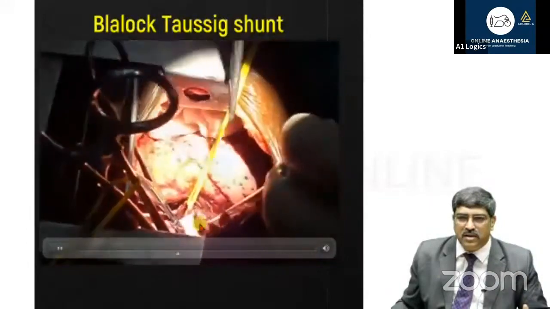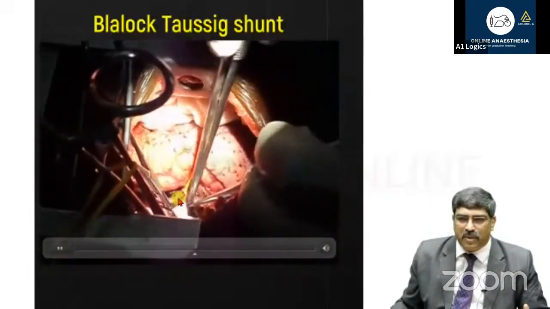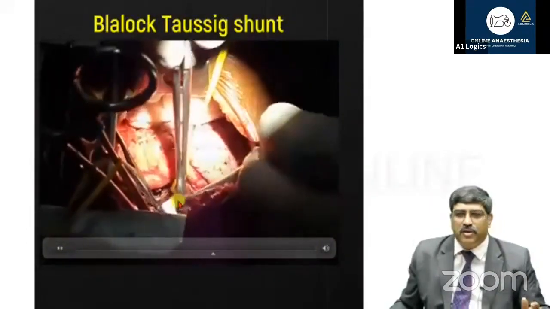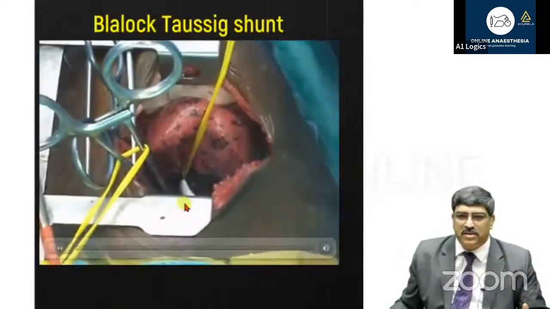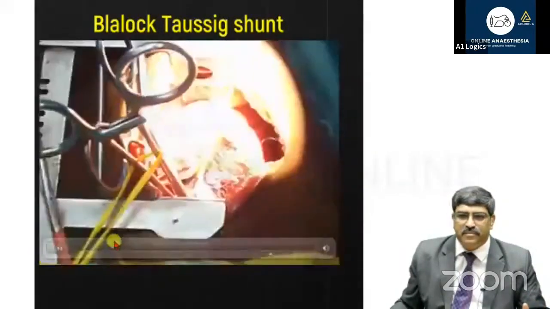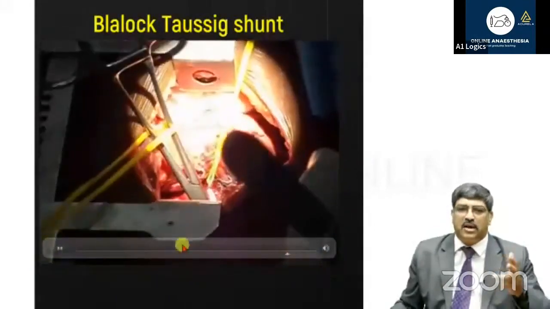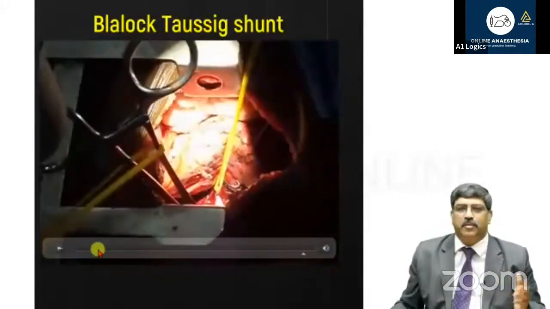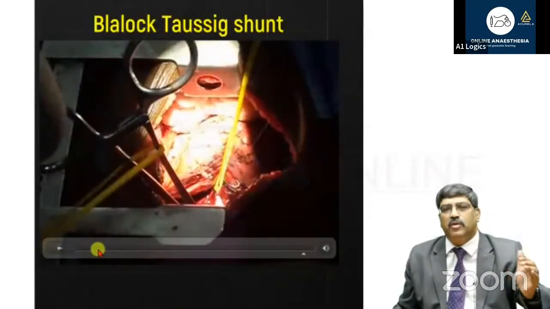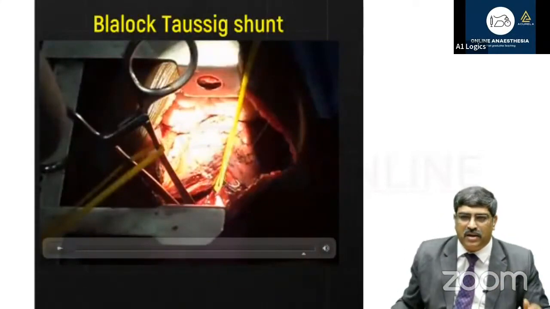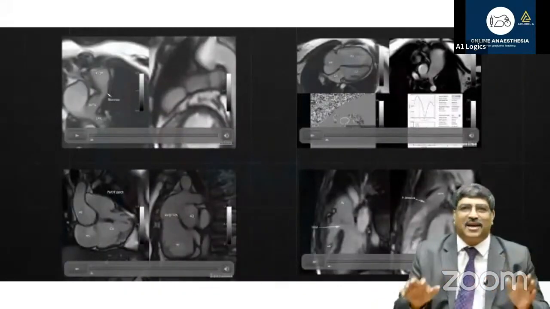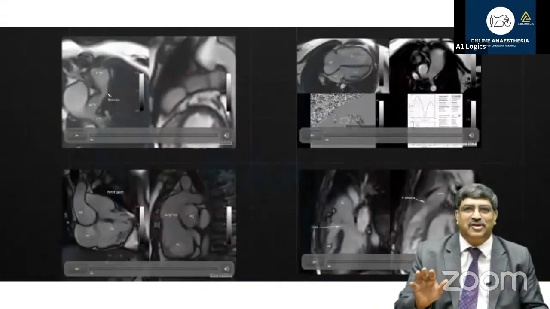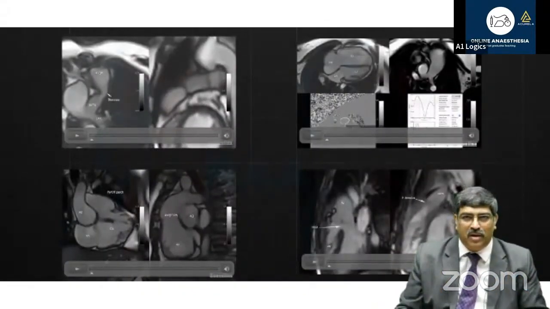Here you can see the shunt is being anastomosed to the pulmonary artery side. The shunt is being placed here, and once the anastomosis is done on both sides, the clamp will be released and the systemic blood flow will go into the pulmonary artery. That is the BT shunt.